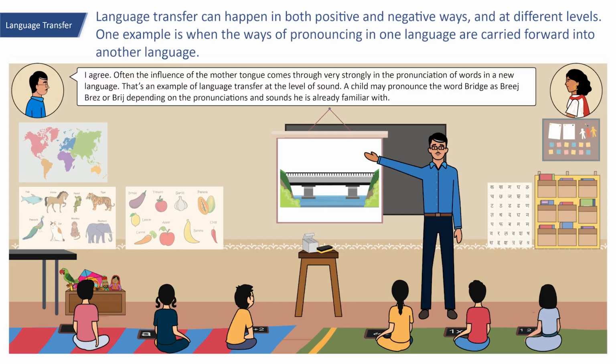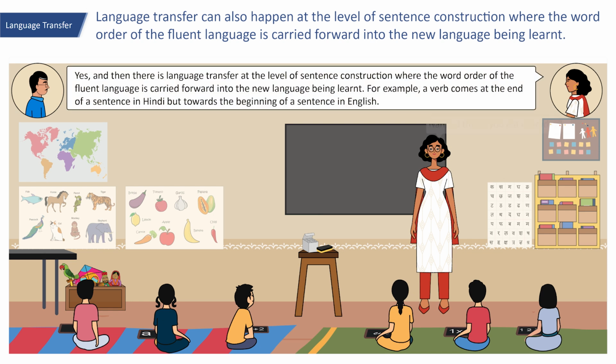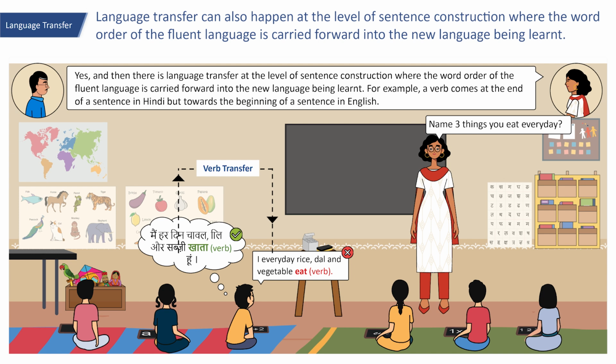I agree. Often the influence of the mother tongue comes through very strongly in the pronunciation of words in a new language. That's an example of language transfer at the level of sound. A child may pronounce the word bridge as breege or breeze, depending on the pronunciations and sounds he is already familiar with. Yes, and then there is language transfer at the level of sentence construction, where the word order of the fluent language is carried forward into the new language being learnt. For example, a verb comes at the end of a sentence in Hindi, but towards the beginning of a sentence in English.